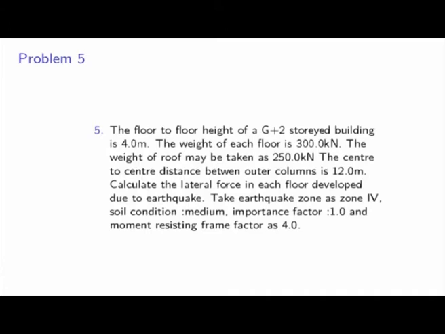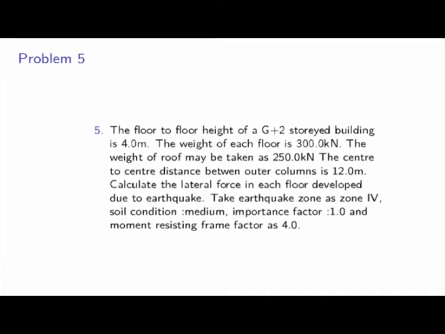So this is the problem, I repeat once more: the floor to floor height of a G+2 storied building is 4 meter. So G+2 means ground plus 2 more floors. So you have first floor, then you have second floor, and then you have the roof.